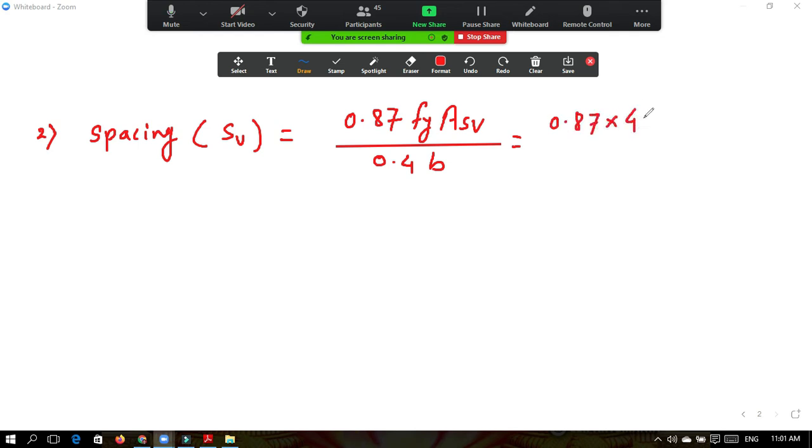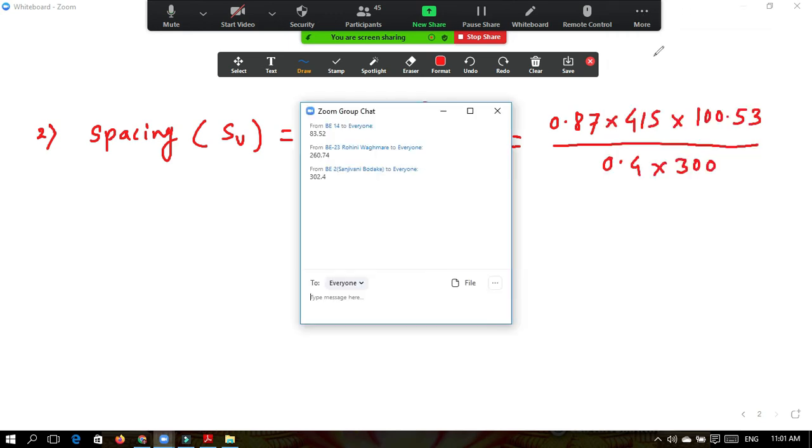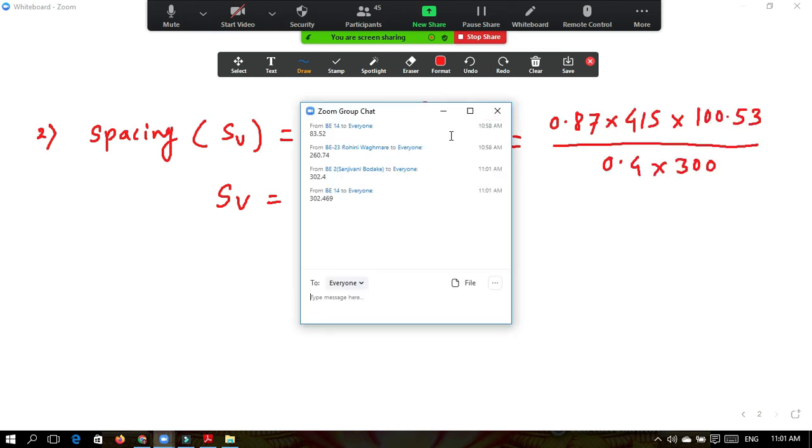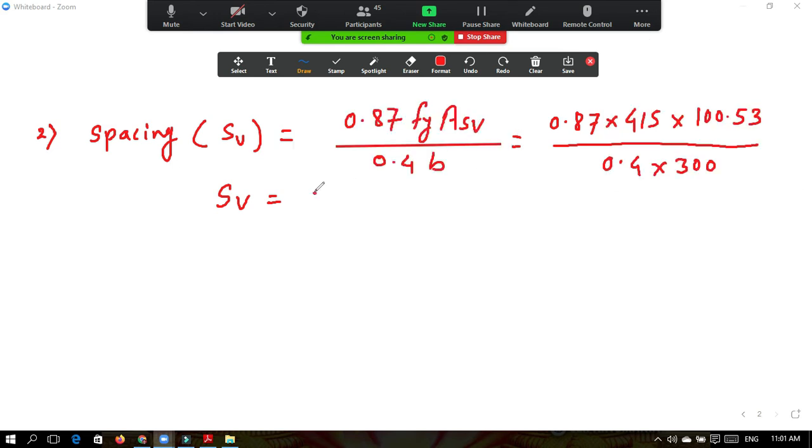0.87 into fy, which is 415, into Asv, 100.53, whole divided by 0.4 into 300. The spacing is 302.46 mm. So if we round this spacing, then it will be 300 mm center to center. So from the second criteria, we got the spacing as 300 mm.